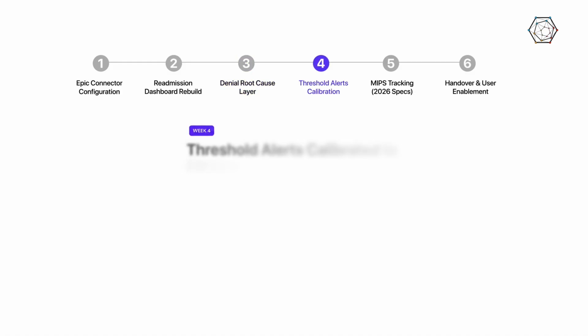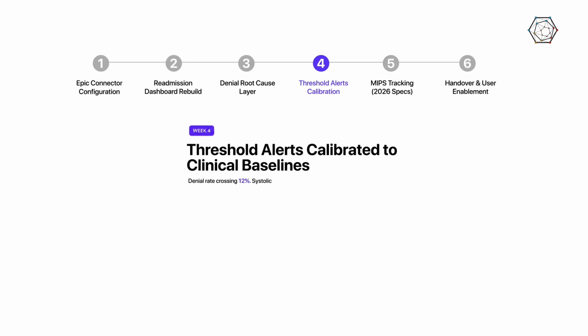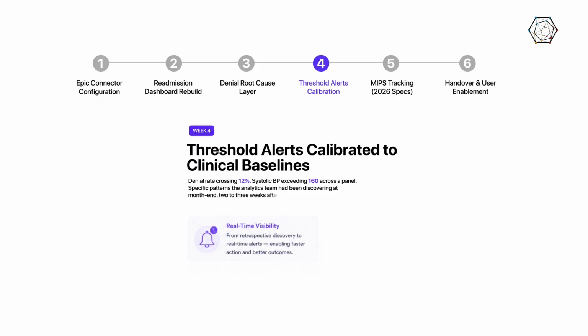Week 4, threshold alerts calibrated to clinical baselines. Denial rate crossing 12%. Systolic BP exceeding 160 across a panel. Specific patterns the analytics team had been discovering at month end, 2 to 3 weeks after the fact, now arriving as alerts in real time.